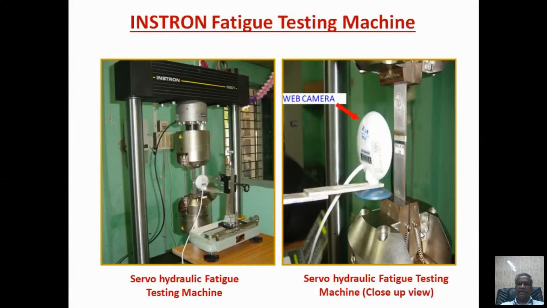Then we apply fluctuating stress. The crack growth is monitored using a web camera kept close to it, connected to a computer. The computer will record the crack length. Nowadays, advanced techniques like acoustic emission have come to monitor crack initiation and crack propagation. A lot of techniques have come. This is one technique which we are using to measure the crack growth.